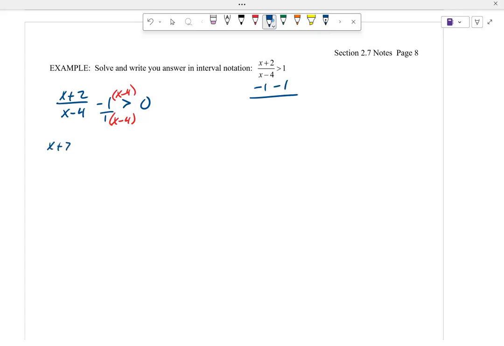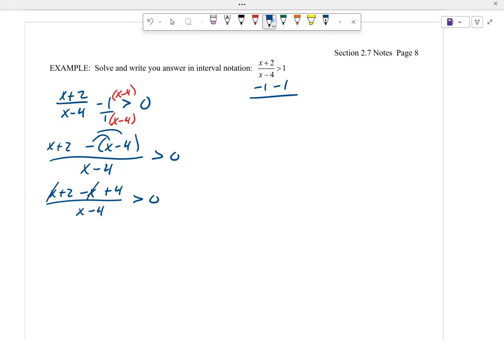So I've got x plus 2 minus x minus 4 all over the x minus 4. So I've got x plus 2 minus x plus 4 over x minus 4. So I've got 6 over x minus 4. Okay, that's what we're trying to answer. 6 over x minus 4. Where is this thing greater than 0?